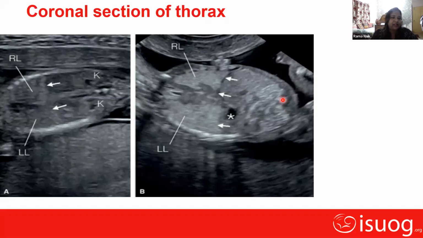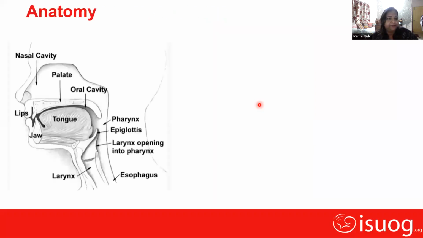And this is the coronal view. In coronal view, we can see the lungs, between which is the stomach, the 2 dome-shaped diaphragm we can see, and this is the stomach. These are the bowel structures. This is the coronal section of chest and abdomen together.